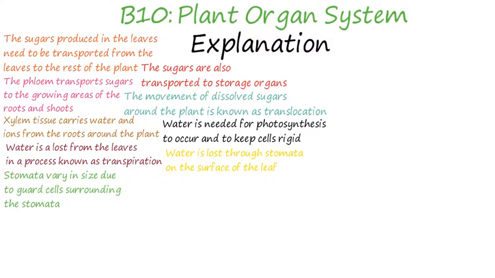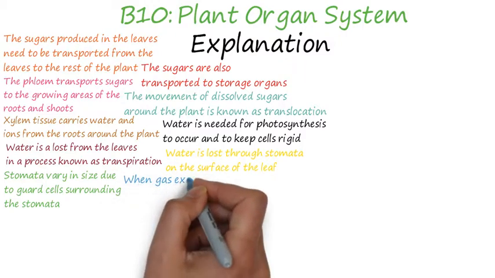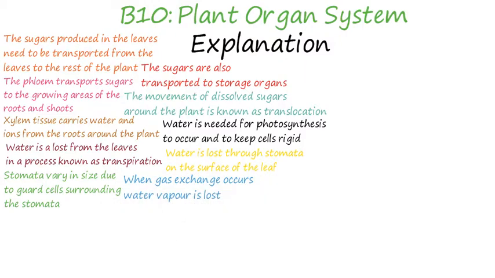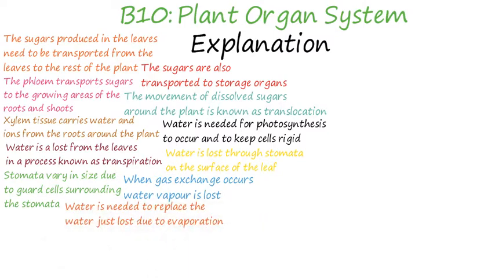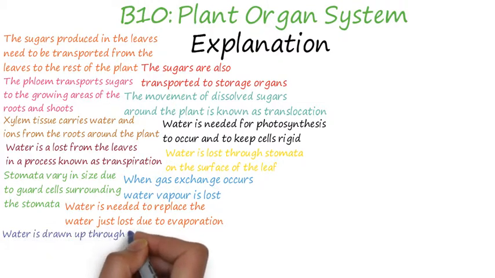A plant needs these stomata to allow carbon dioxide to diffuse into the leaves and oxygen to diffuse out. However, at the same time, water vapour is lost. This means water is needed to replace the water lost by evaporation.